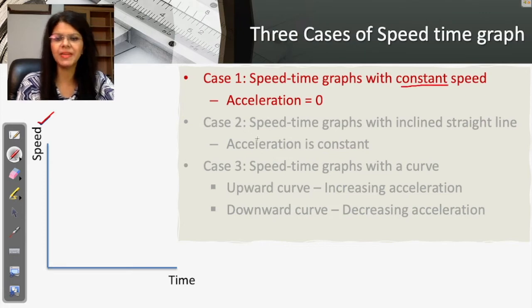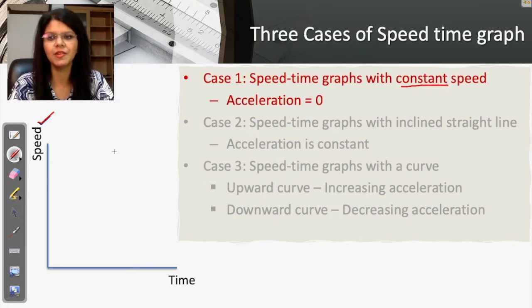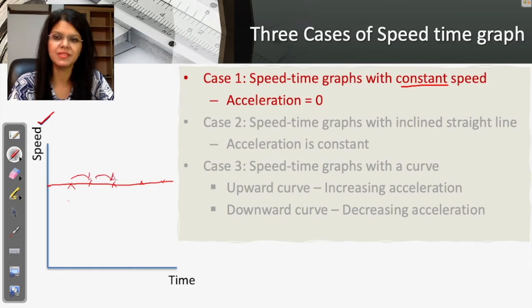So how would a speed time graph with a constant speed look? It would look something like this, a horizontal line. Why? The time value is increasing with every passing point. If you move from this point to this point, this point to this point, the time value is increasing, right? But is the speed value increasing?